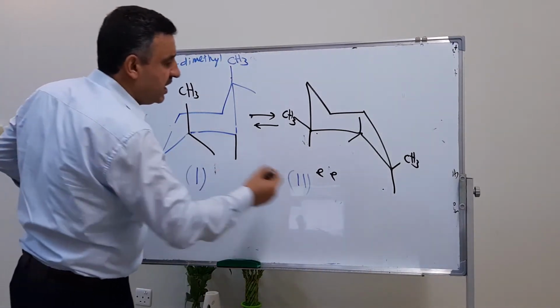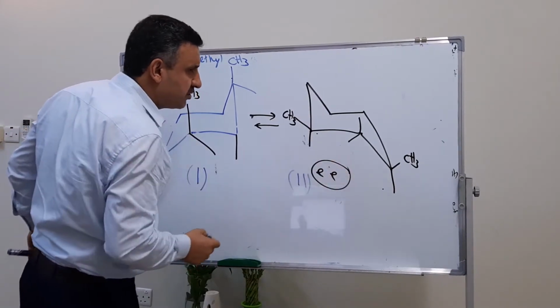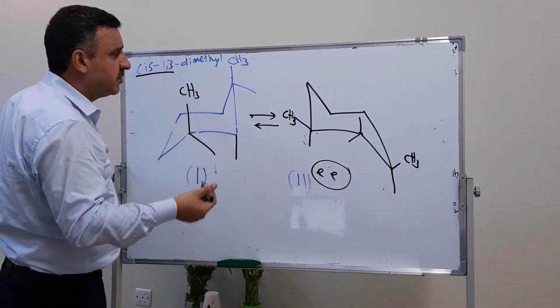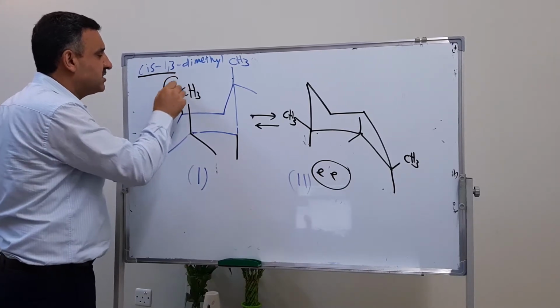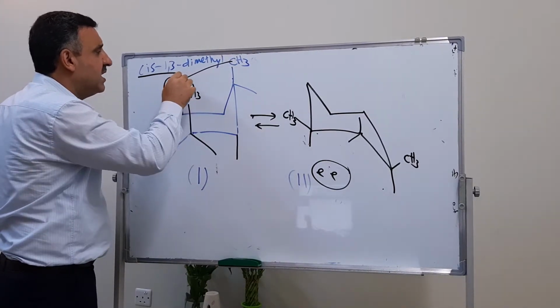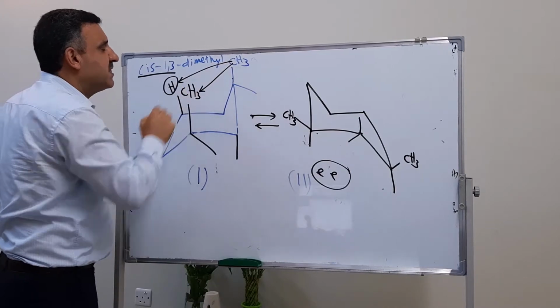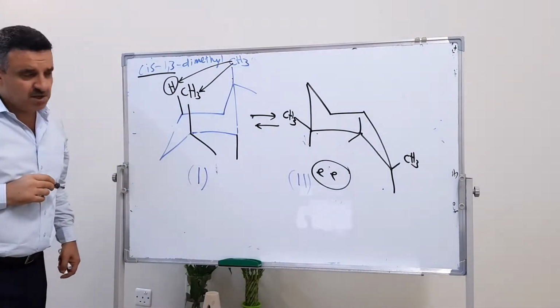Why? Because here the two methyls are in the equatorial position. But why is 2 more stable? Because of this diaxial interaction. So we have a methyl, hydrogen, and then we have a methyl interaction. Do you follow me?